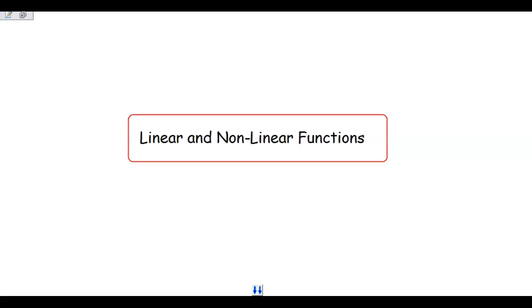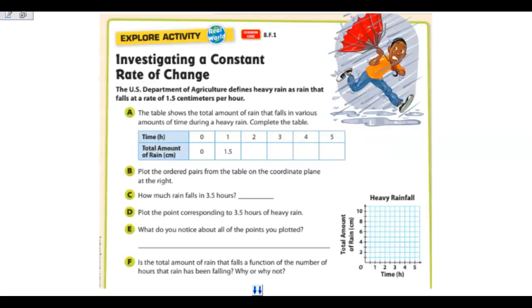Hello. Today we are going to talk about linear and nonlinear functions, and we already know that the vocabulary word linear means straight line, so therefore nonlinear would not be a straight line. We can investigate a constant rate of change to determine if it's linear or not.